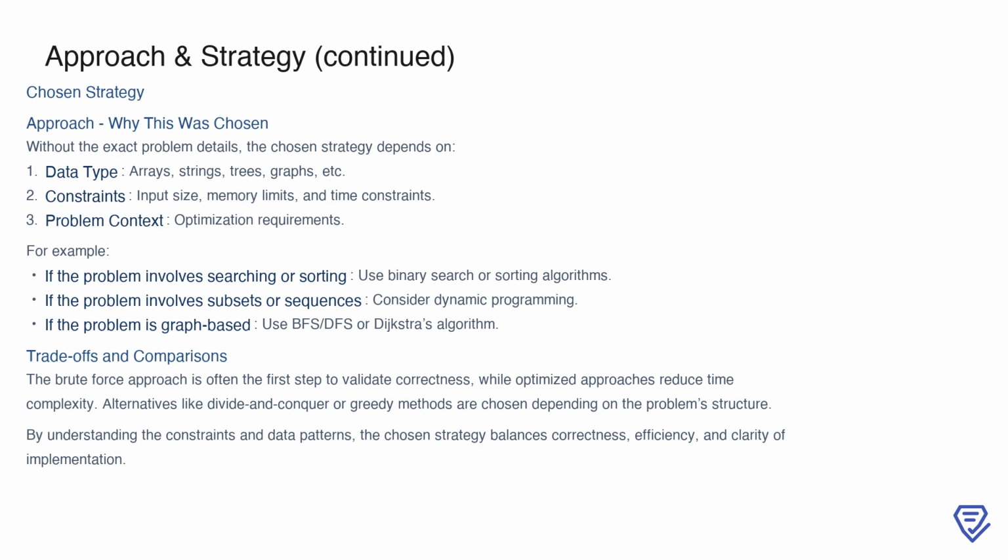The process of selecting a strategy often begins with implementing a brute force solution to validate correctness. Once that's achieved, optimization techniques can be applied to improve efficiency. Alternatives like divide and conquer or greedy methods are considered when the problem structure aligns with their strengths. Ultimately, the chosen strategy is about striking a balance between correctness, performance, and clarity in the implementation, ensuring that the solution is both effective and maintainable.